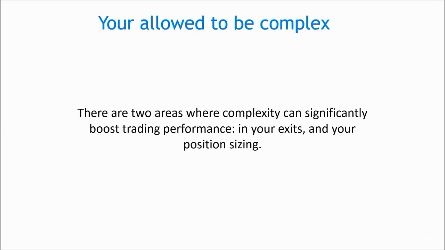In Lesson 6 of this course, we talked about the importance of setting objectives for your trading, and then in Lesson 7 we discussed how you achieve your objectives through your position sizing model. But building a position sizing model should not necessarily be that simple. There are two areas where complexity can significantly boost trading performance: in your exits and your position sizing. If you get it right, your position sizing model can offer a powerful boost to your trading system's performance.